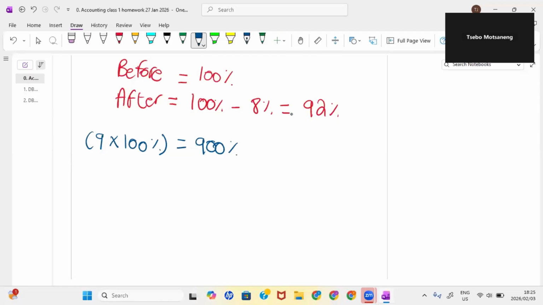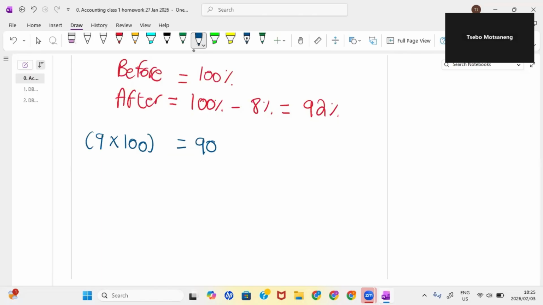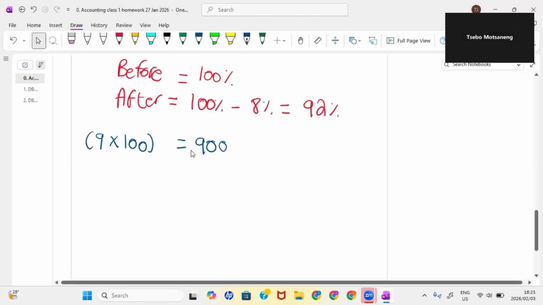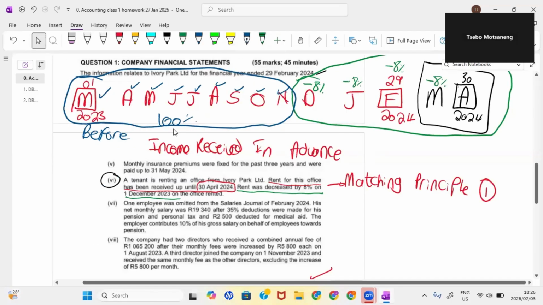I know it looks weird. If you don't want to get confused, then maybe we can just remove these percentage signs. Because some of you will say, no, if we say 100% times 9, it will not give us 900%, which is correct, but that's how we are going to look at it, right? And that's for before the decrease.